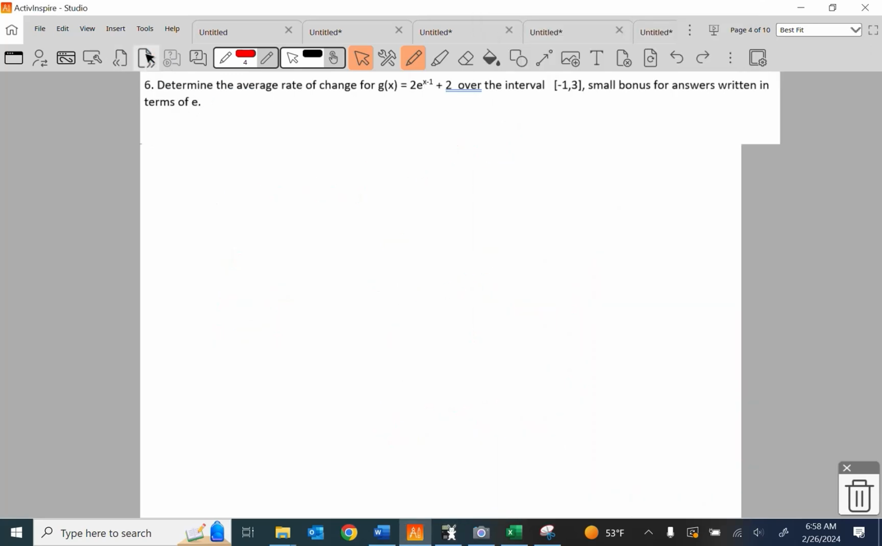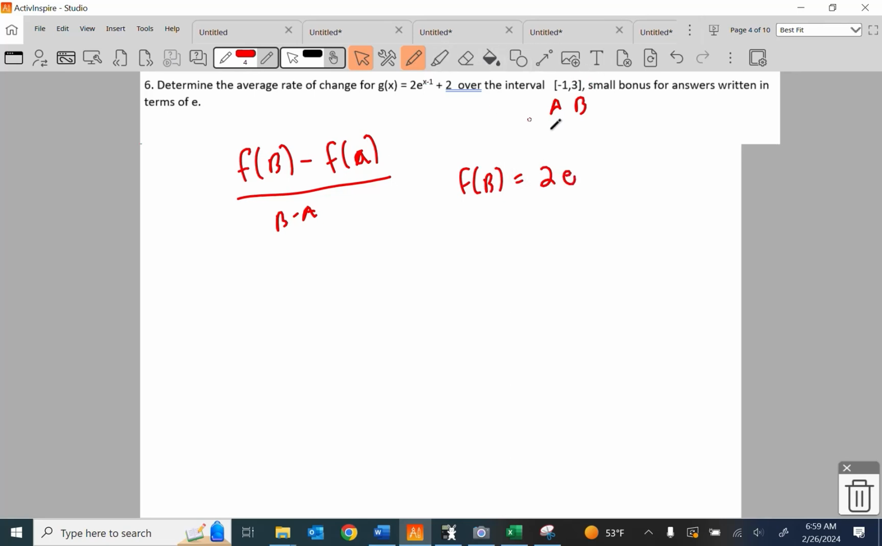All right, number 6, determine the average rate of change for g of x equals 2e to the x minus 1 plus 2 over this interval. And there's a small bonus for doing it in perfect form. So your formula says the average rate of change is f of b minus f of a over b minus a. So I'm going to plug this stuff in. This is A, this is B. F of B is 2e to the 3 minus 1, which is 2, plus 2. F of A is 2e to the negative 1 minus 1, the negative second, plus 2.